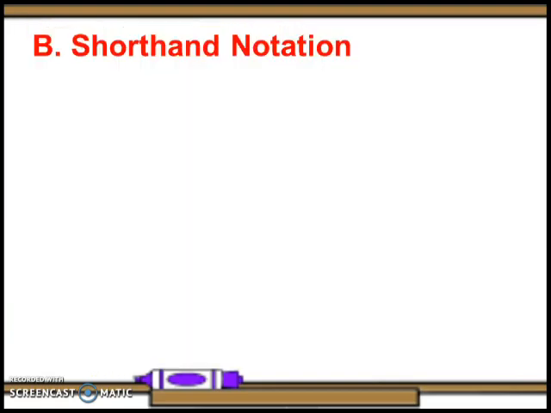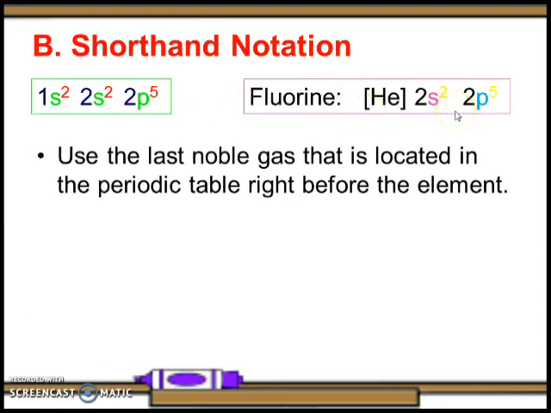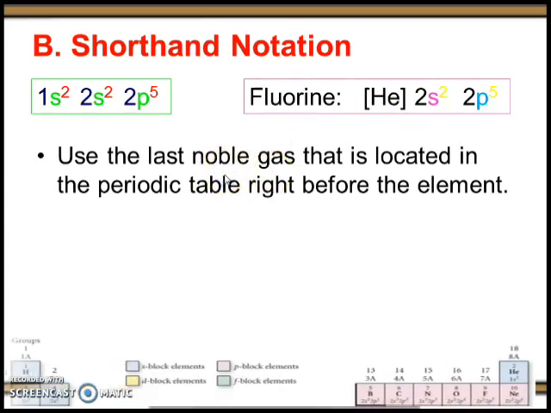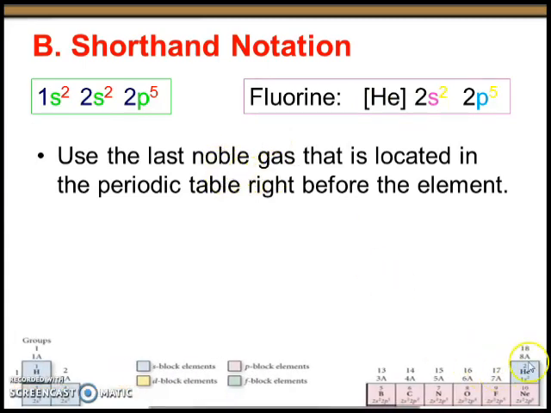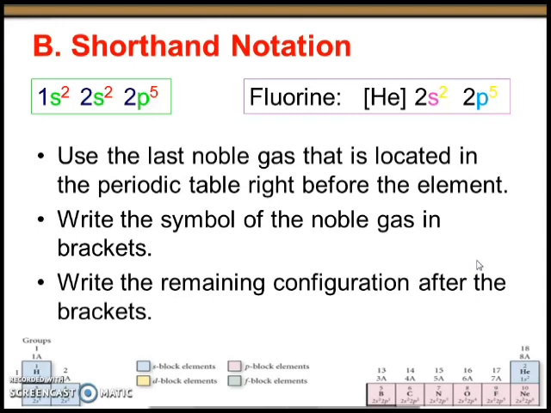Next is the shorthand notation. So we have the standard notation of chlorine and the shorthand notation of chlorine. Now, use the last noble gas that is located in the periodic table right before the element. Write the symbol of the noble gas in brackets and write the remaining configuration after the brackets.